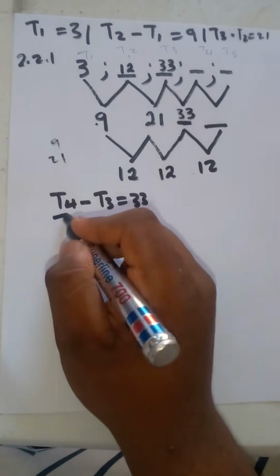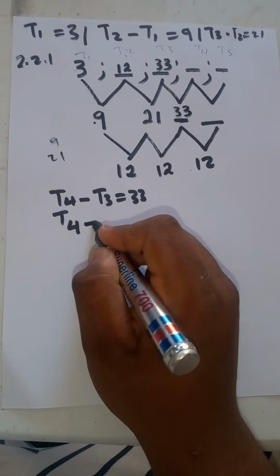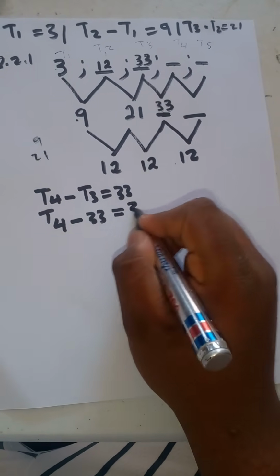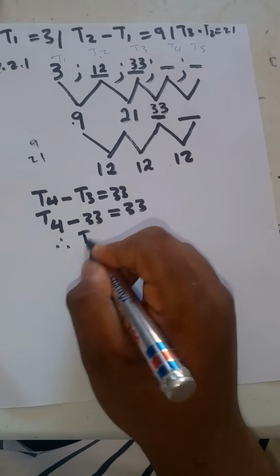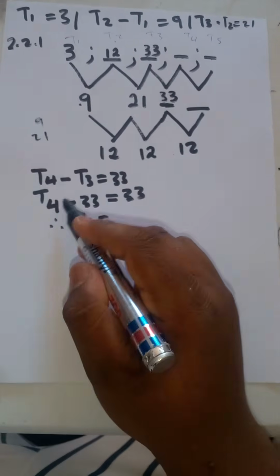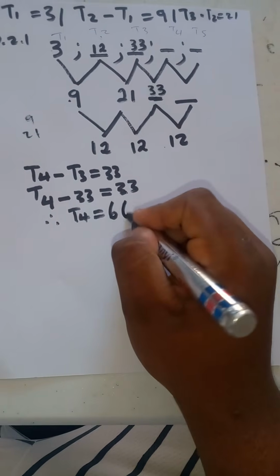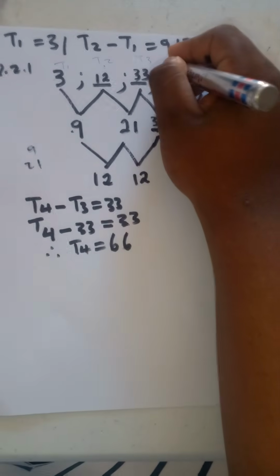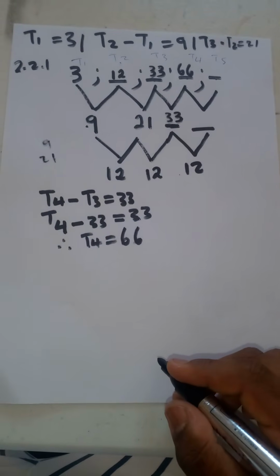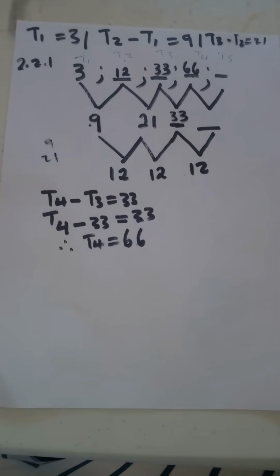But T4 is the one that I'm looking for. T4 minus T3, what is T3? 33, which is equal to 33. Therefore, T4 is equal to 33, and then that 33, when it goes to that side, changes the sign and it will be 66. So T4 is 66. Is it fine?